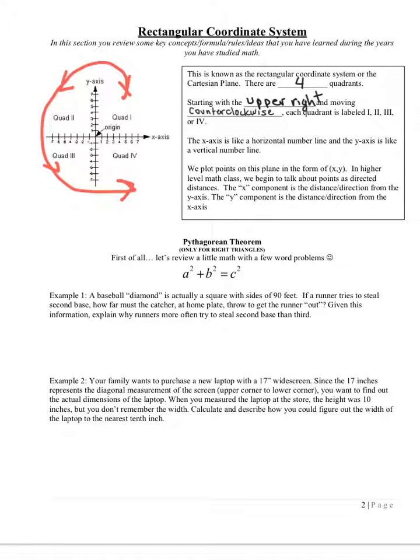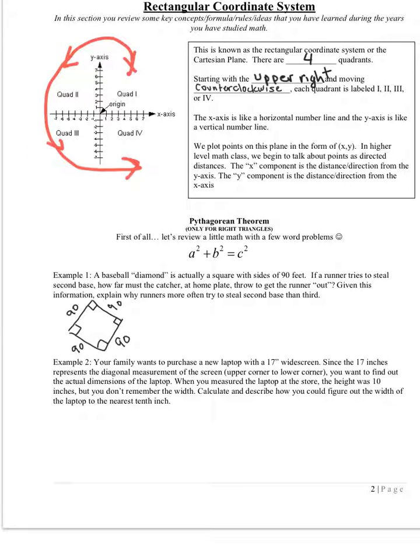We're going to use the formula a squared plus b squared equals c squared to help us solve 2 examples. In example 1, a baseball diamond is actually a square with sides of 90 feet. Let's look at a picture of this. If a runner tries to steal second base, how far must the catcher at home plate throw to get the runner out?